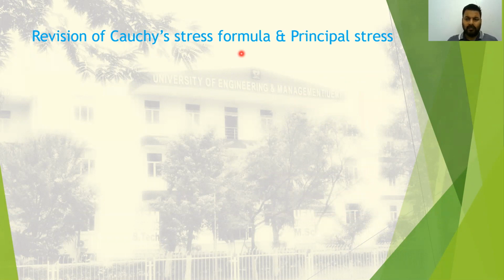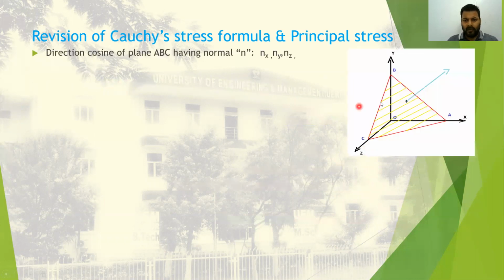Let me remind you how the Cauchy stress formula was derived. In order to derive the Cauchy stress formula, a plane ABC was taken, which is shown by the shaded line, and it has direction cosines nx, ny, nz, and is characterized by an outward normal n shown by this blue arrowed line.